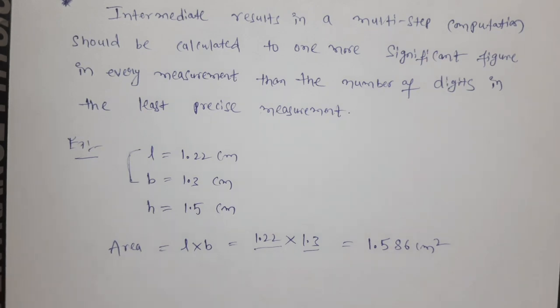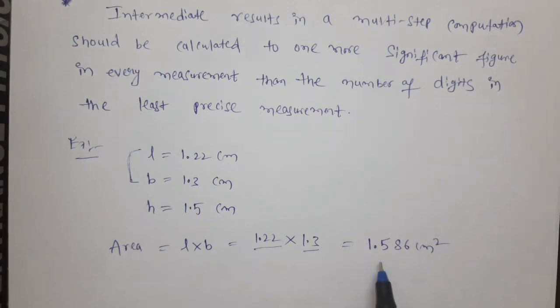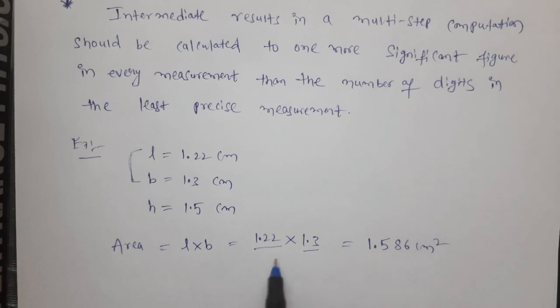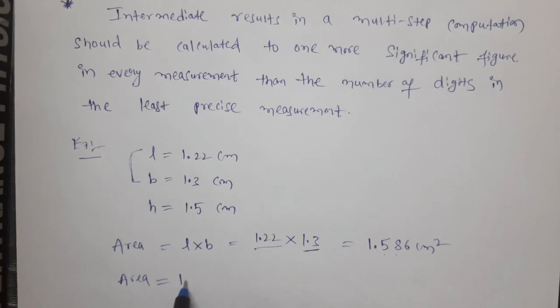this value must be given with only how many digits? Only 2 significant figures. That is, if you want to find only the area, this value must be rounded off to 2 significant figures. So we check the third one, it is more than 5, right? So how do we write, guys? 1.6 centimeter square. When you find area, this value is correct.